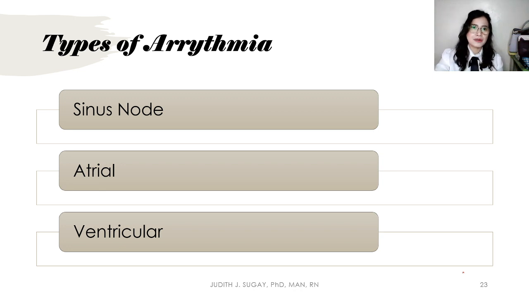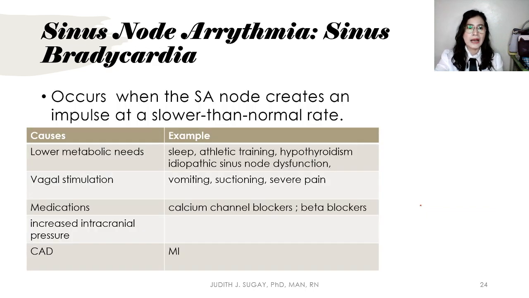What are the types of arrhythmia? We have sinus node, atrial node, ventricular node. For the sinus node, we have sinus bradycardia. Sinus bradycardia occurs when the sinoatrial node creates an impulse at a slower than normal rate. That's less than 60 beats per minute.